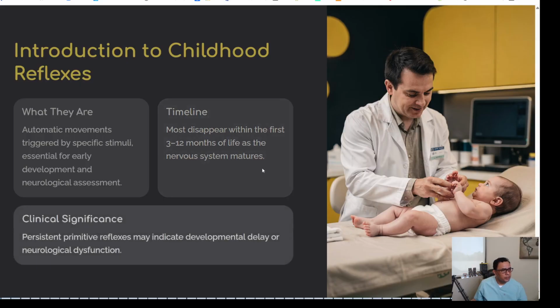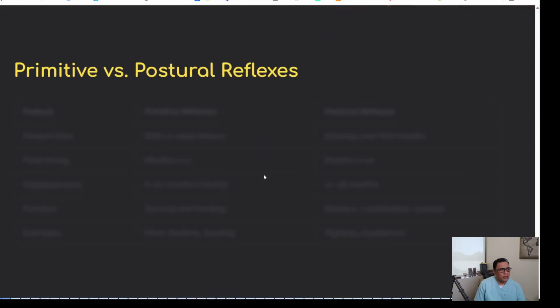Now, what is the clinical significance? Persistent primitive reflexes may indicate developmental delay or neurological dysfunction. What it means is that when you are eliciting a response or a reflex, if let's say that one reflex has to be disappearing at 3 months, but it has not disappeared until 6 months or it's still present, then there is a developmental delay or you want to consider neurological dysfunction.